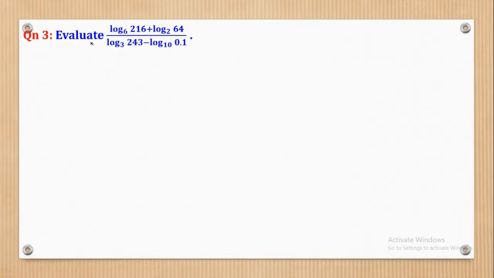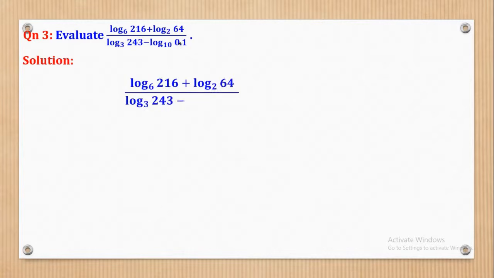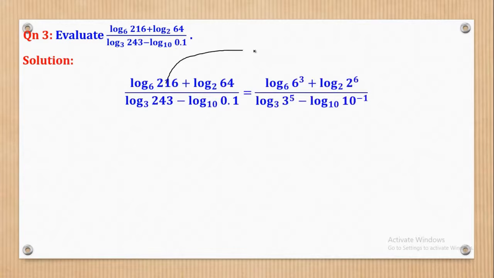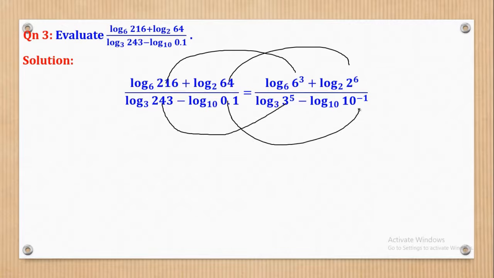So now we shall go to question 3, which says that evaluate that. So first of all, this 216 is the same as 6 to power 3, 64 is the same as 2 to power 6, 243 is the same as 3 to power 5, 0.1 is the same as 10 to power negative 1.